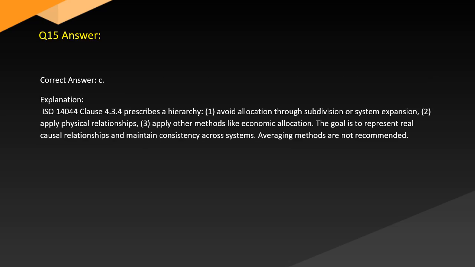Answer. Correct answer: C. See explanation. ISO 14044 clause 4.3.4 prescribes a hierarchy. 1. Avoid allocation through subdivision or system expansion. 2. Apply physical relationships. 3. Apply other methods like economic allocation. The goal is to represent real causal relationships and maintain consistency across systems. Averaging methods are not recommended.